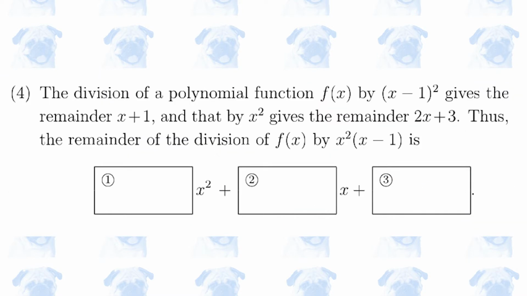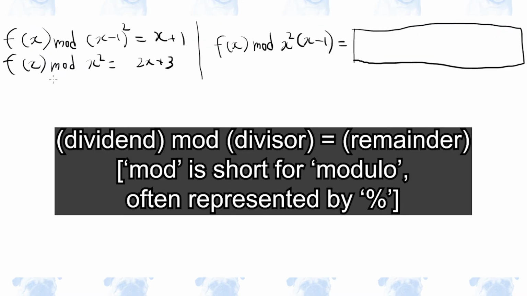Section 1, number 4. In this question, we are given that f of x mod x minus 1 squared is x plus 1, and f of x mod x squared is 2x plus 3, and we need to find f of x mod x squared times x minus 1.